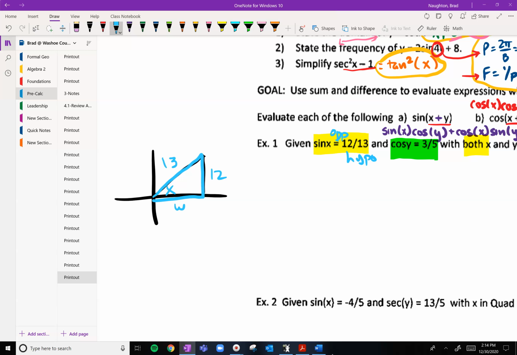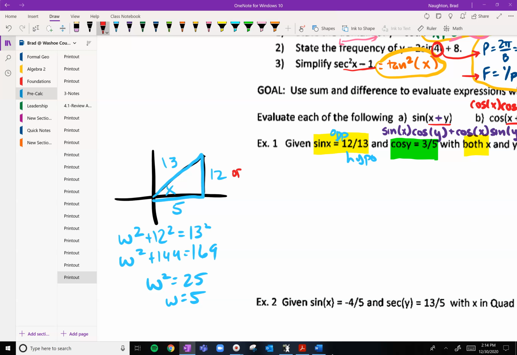We're only going to do this for the first example, and then we'll give you the values going out to make this video go a little bit faster. So w squared plus 12 squared is equal to 13 squared. So this is going to be w squared plus 144 is equal to 169. w squared is equal to 25, so w is going to be 5. So now that we know what that is, boom shakalaka.